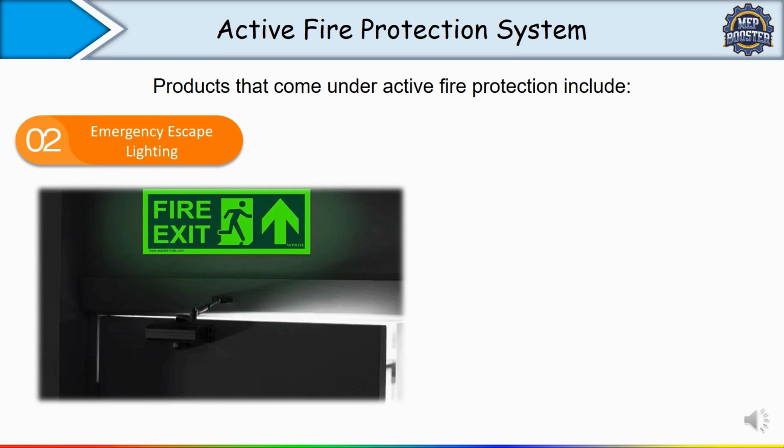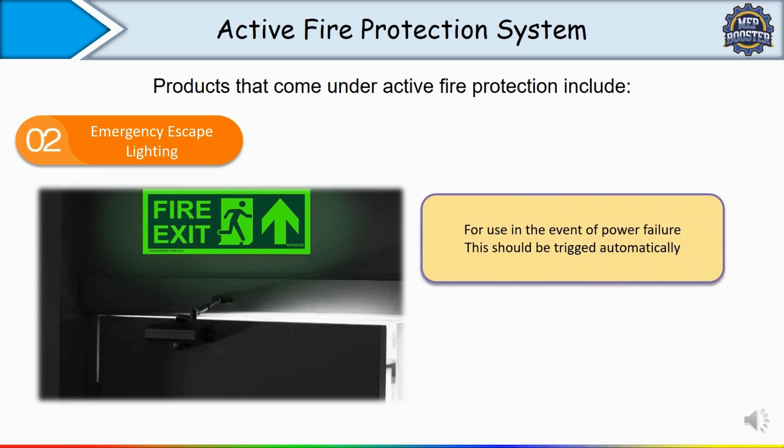Now the second product that comes under active fire protection is emergency escape lighting. This light provides illumination in exit routes and areas during a power outage or emergency, ensuring safe evacuation. Okay, is it clear? Their components are simple. We have an exit sign, a clearly marked sign indicating escape routes, and emergency lighting fixtures, lights that turn on during emergencies. Okay, is it clear? For use in the event of power failure, this should be triggered automatically.